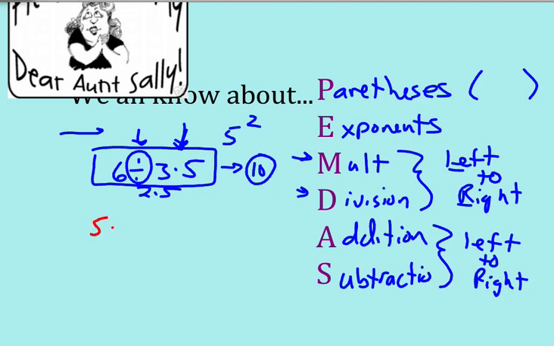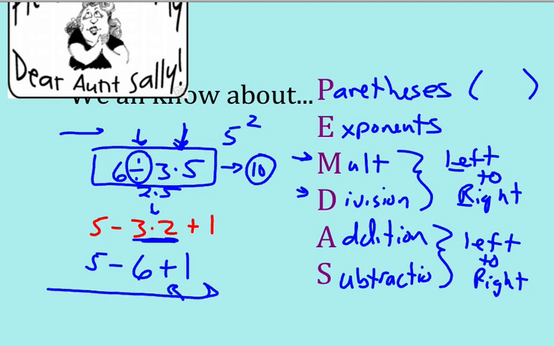For example, if I had 5 minus 3 times 2 plus 1. Using PEMDAS, there are no parentheses here. There are no exponents. There is multiplication, so I would do that first. So this is 5 minus 3 times 2 is 6, plus the 1. Now, a lot of people do addition first, but left to right, the subtraction comes up first. So this would be 5 minus 6 is negative 1, plus 1, where this whole thing is 0.